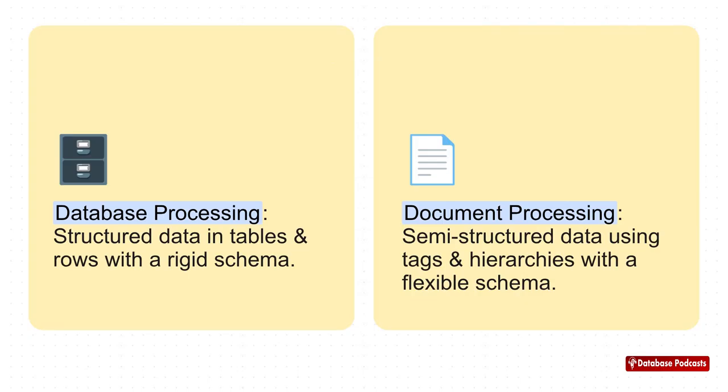So what exactly makes these two worlds so different? Well, look at traditional database processing. It's all about structured data. Think tables, rows, and a really rigid schema where everything has a very specific place. It's neat, it's organized, but then you have document processing, which is the language of the web. This is semi-structured. It's all about tags and hierarchies, and it has a way more flexible schema. It's designed to describe what the content is, not just jam it into a neat little box. And getting these two to communicate, well, that was the challenge.